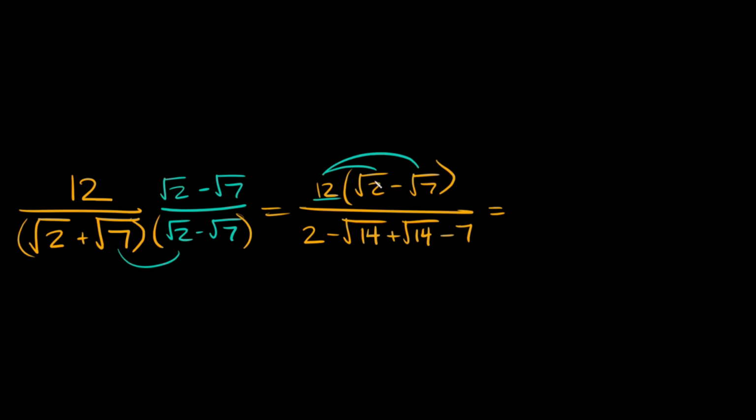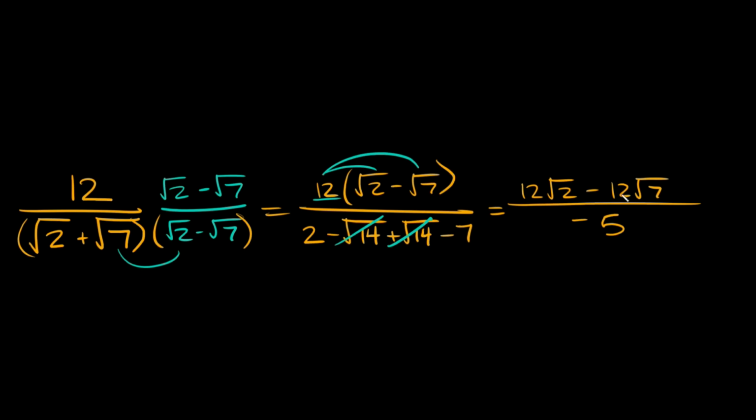Okay, so then simplifying this further, on top, again, we can distribute this 12 in here. So 12 times the square root of 2 is equal to 12 root 2. Okay, so 12 root 2. And then 12 times negative root 7 is equal to negative 12 root 7. Right? And then on the bottom, you can see we have a negative square root of 14 and a positive square root of 14. So those cancel out, go to 0. So on the bottom, we're just left with 2 minus 7, which is equal to negative 5.